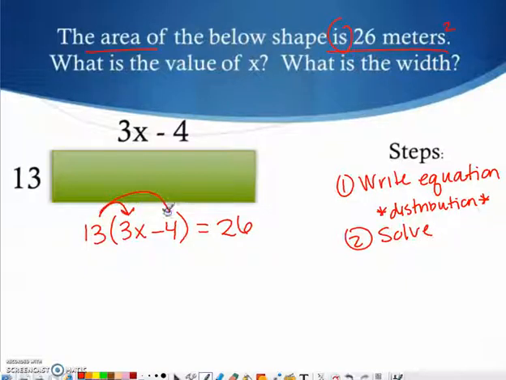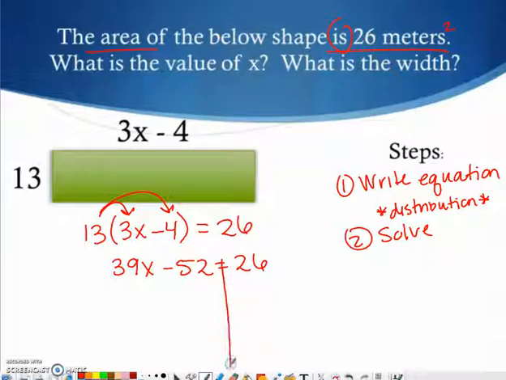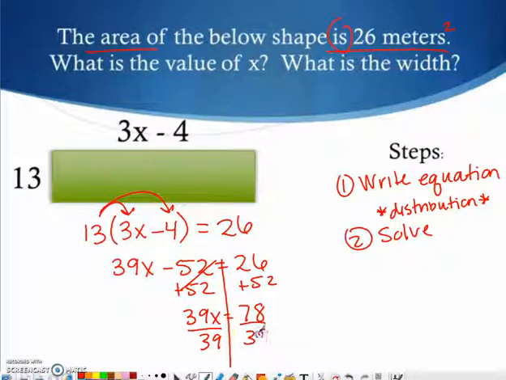So I distribute my 13. 13 times 3 is 39x, and then 13 times negative 4 technically would be minus 52, or negative 52, equals 26. And then we solve. We add 52. So 39x equals 26 plus 52, which is 78. And then we just do 78 divided by 39. We get x equals 2.